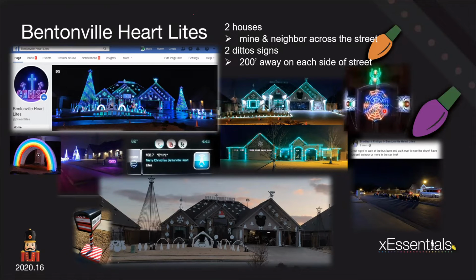Originally, it was just our house by ourselves. We're now currently 2 houses. This is our house, and then across the street from us, our neighbor has joined in with an outline and a single snowflake. And then we have 2 ditto signs that are about 200 feet away from our house on either side of the road that kind of gives the traffic that's waiting something to look at.